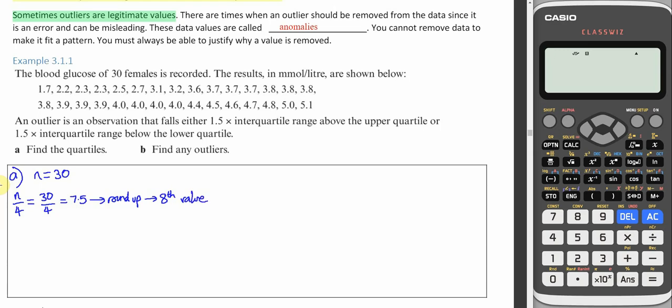This is what we do when we've got the raw data in front of us, and we can see we do it. It's not in groups. We've got all the raw data here. So the eighth value is the lower quartile. So 1, 2, 3, 4, 5, 6, 7. I get 3.2 is the lower quartile. So Q1 is 3.2.